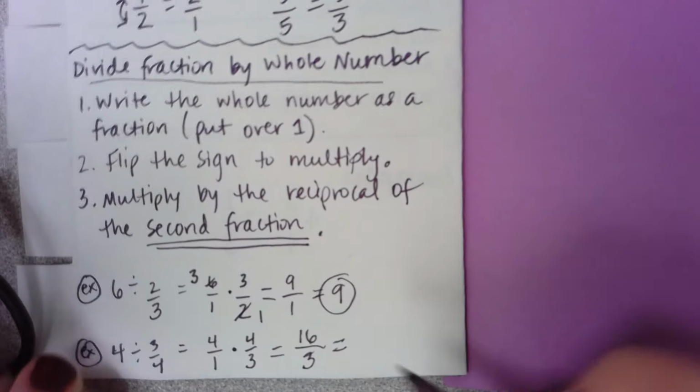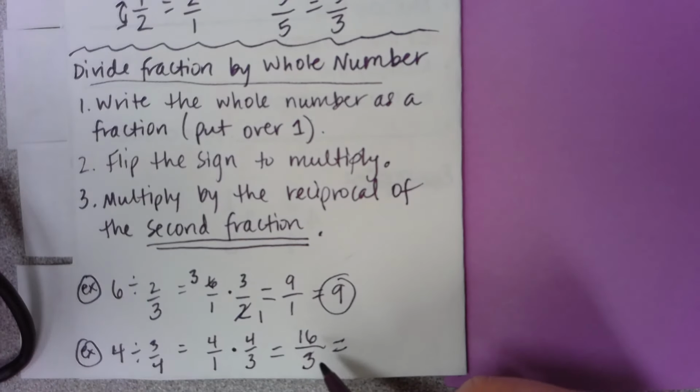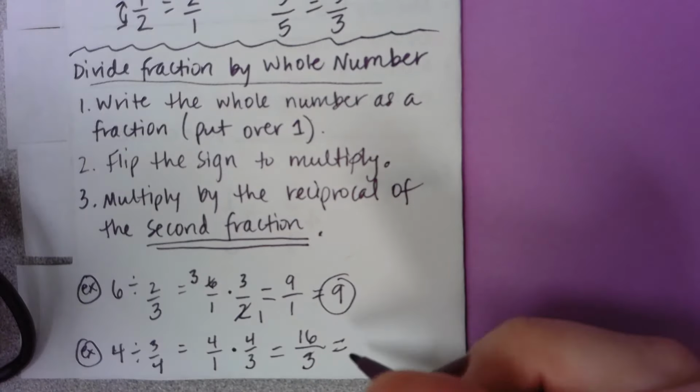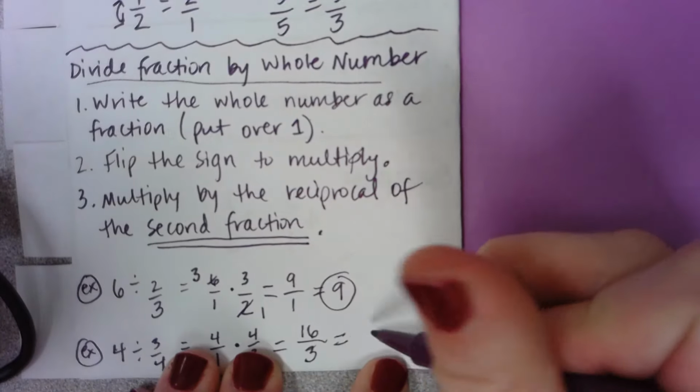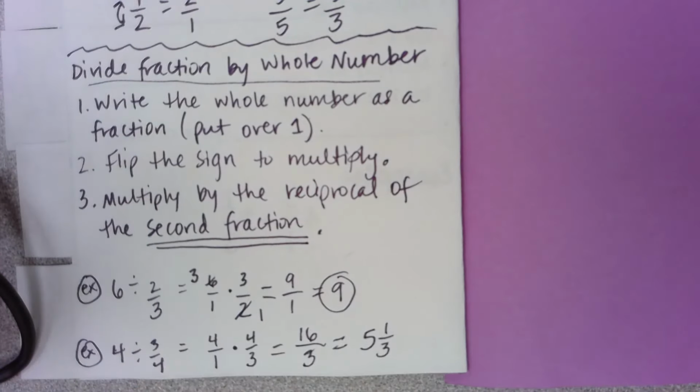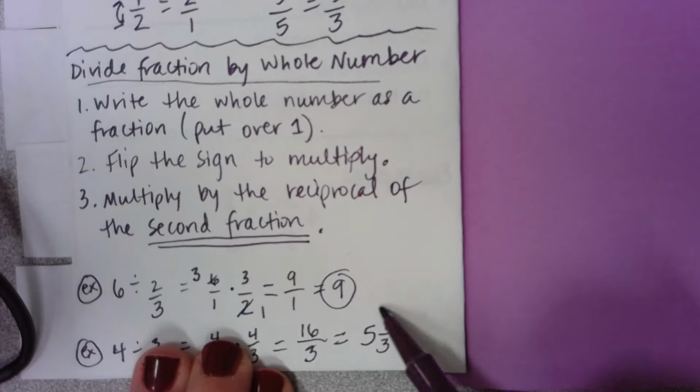And now I can't leave my answer like this. It's not our best answer. Change it to a mixed number. So I can pull 5 wholes out of there because 3 times 5 is 15, and that's as close to my numerator as I can get. And then I have 1/3 left over. So 5 1/3 would be my answer.